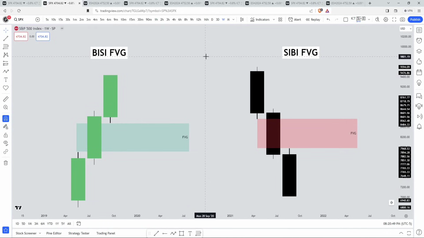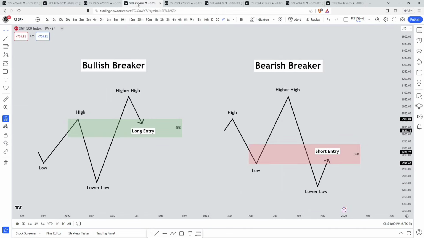Bullish and bearish fair value gaps, or BISI and SIBIs. Buy side imbalance, sell side inefficiency is the bullish fair value gap. Sell side imbalance, buy side inefficiency is the bearish fair value gap. Now we can move on to breakers.